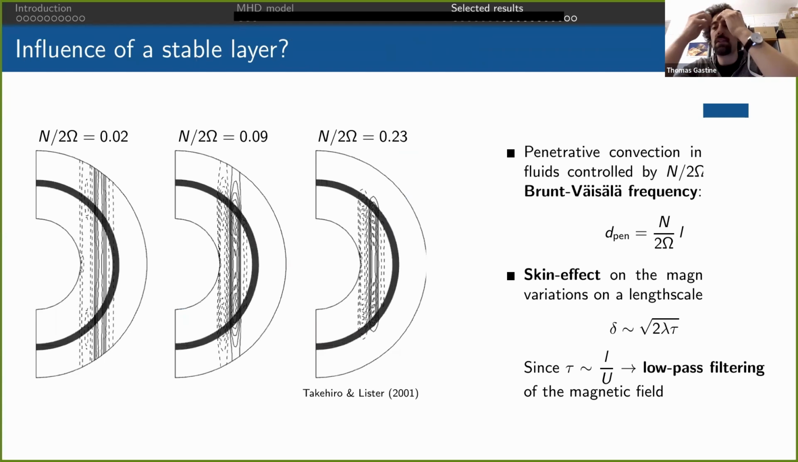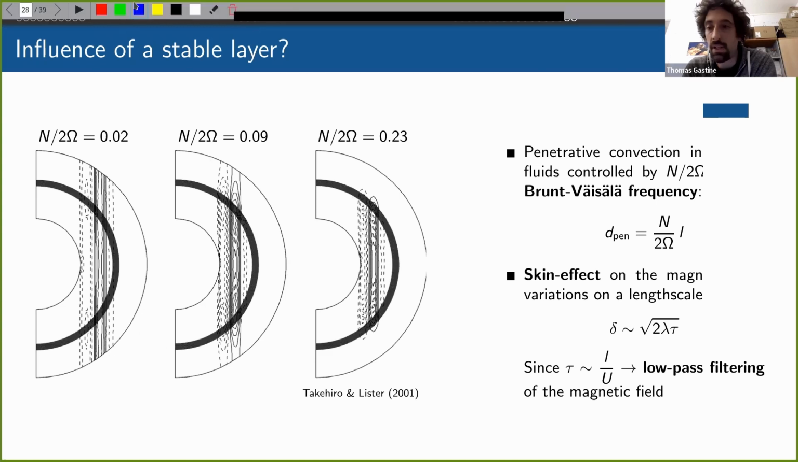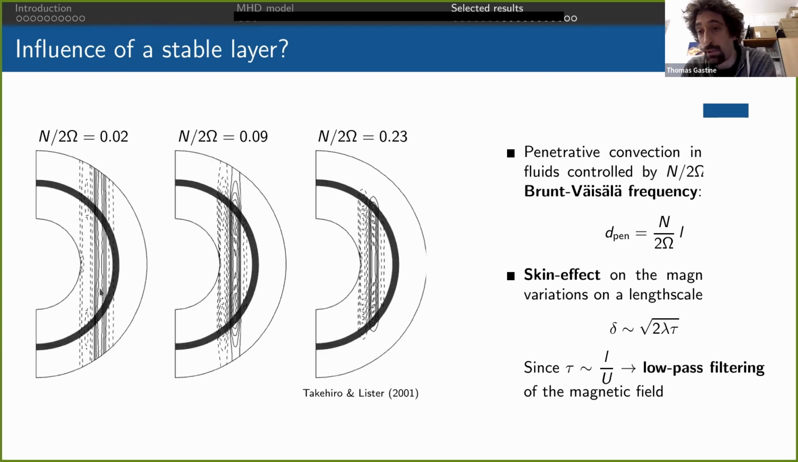So what would be the effect of stable stratification on rotating convection? Here I took an illustration coming from Takehiro and Lister from 2001. They consider 3 configurations where they varied the level of stratification, the Brunt-Väisälä frequency over 2 omega. With an increasing degree of stratification, the part which is stably stratified here is the external region, while the inner one is convecting. And what we see is that here your columnar structures cross everything, so they don't feel the stratification at all. But when the level of stratification gets large enough, then you start to confine your flow into the convective part.